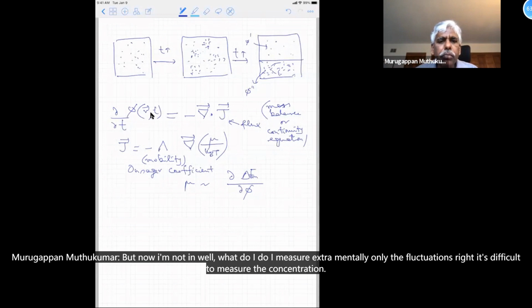But now I'm not into, well, what do I measure experimentally? I measure only the fluctuations, right? It's difficult to measure the concentration.